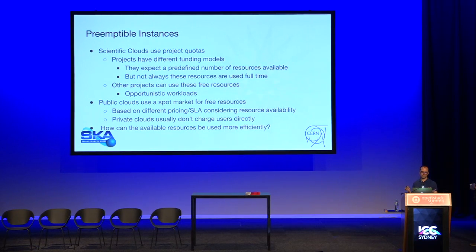So public clouds solve this kind of problem with a spot market. When they have available resources, resources are cheaper. They increase the price and actually kill the VMs when they need the resources. In OpenStack, we don't have anything to do this. Actually, we also don't charge the final user. So what we started looking at is how can we have preemptible instances in Nova?